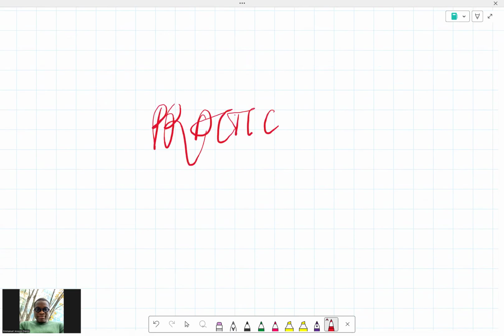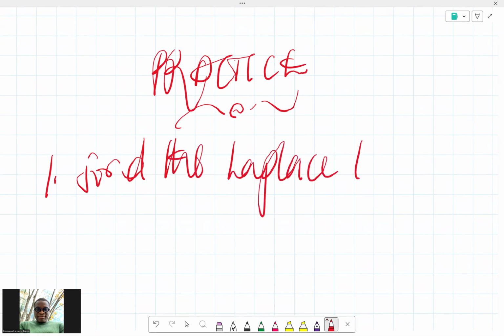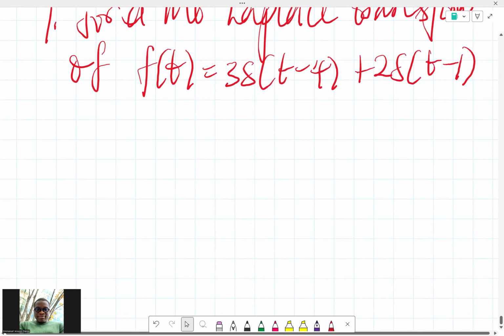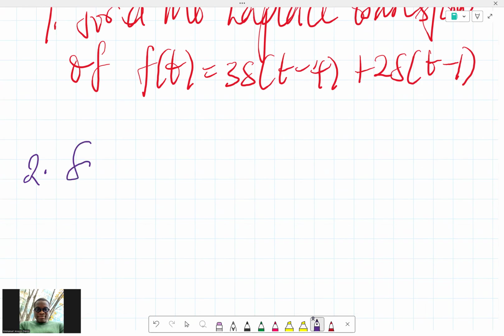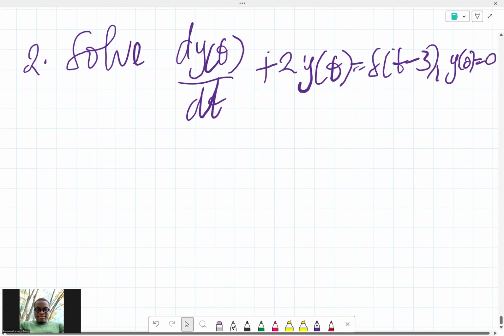Practice 1: find the Laplace transform of f of t equals 3 delta of t minus 4 plus 2 delta of t minus 1. Number two: solve dy of t over dt plus 2y of t equals delta of t minus 3, for y of 0 equals 0. That's a differential equation there.